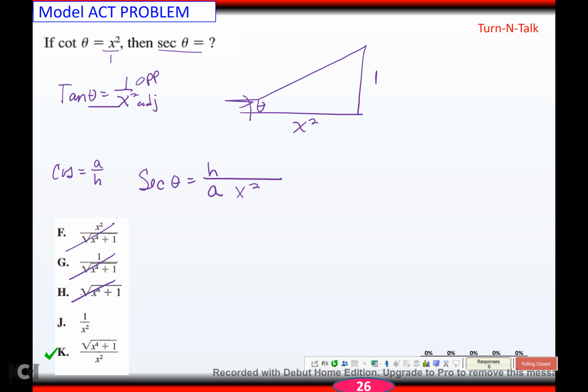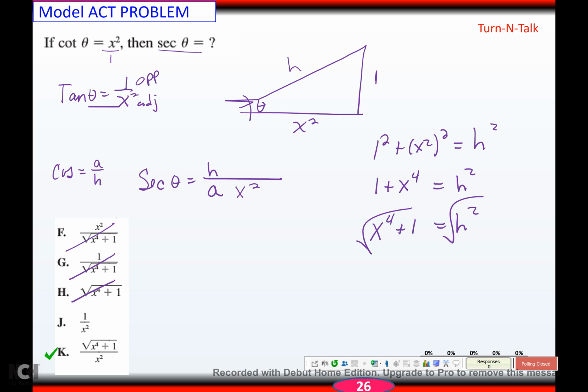Well, all you got to do is Pythagorean theorem. Leg squared plus leg squared equals hypotenuse squared. Well, that's 1 plus x to the 4th equals hypotenuse squared, which if you wrote it properly would be x to the 4th plus 1 equals hypotenuse squared, square root. And my hypotenuse is the square root of x to the 4th plus 1, so that goes on top. And that's my answer. Okay?